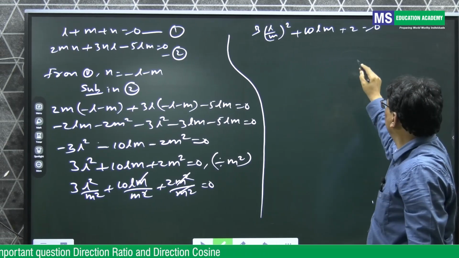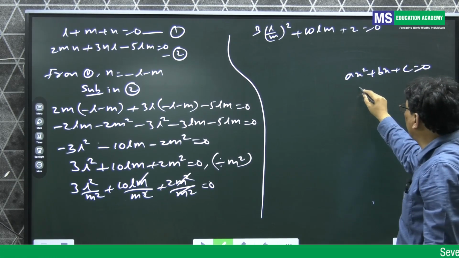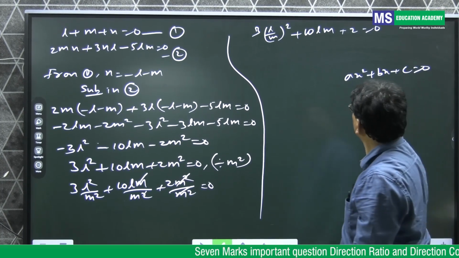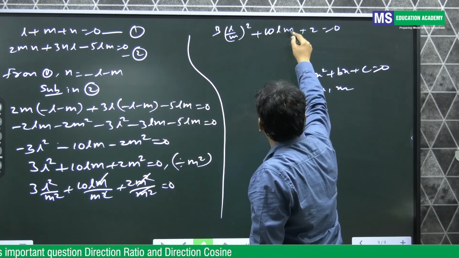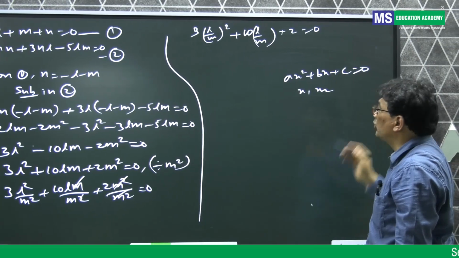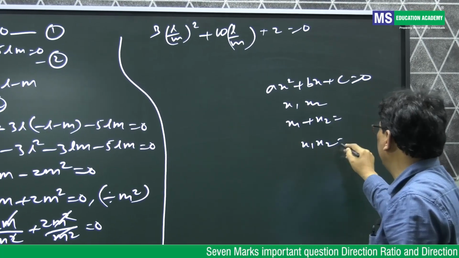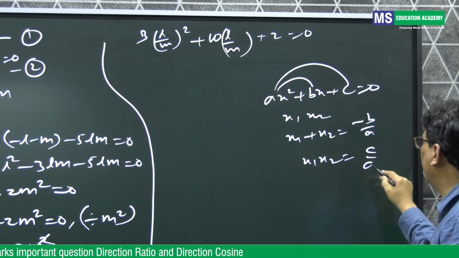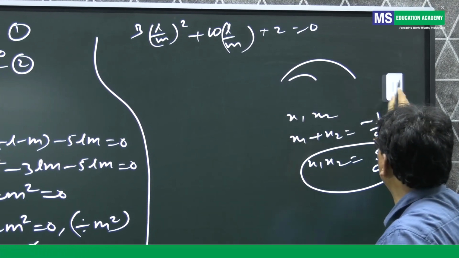See, in a quadratic, whenever we have ax square plus bx plus c equal to 0, quadratic in terms of x, the roots we take as x1 comma x2. Here x is L by M. Then the sum of the roots and product of the roots formulas we already know. Sum of the roots means minus b by a, product of the roots means c by a. This concept I am going to utilize. See how we are using that concept here.